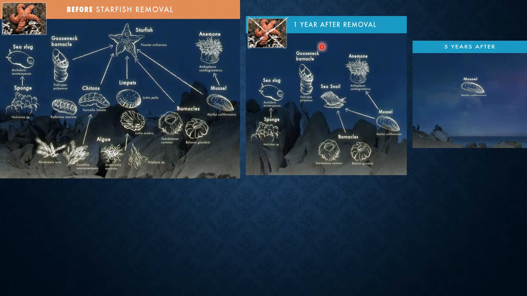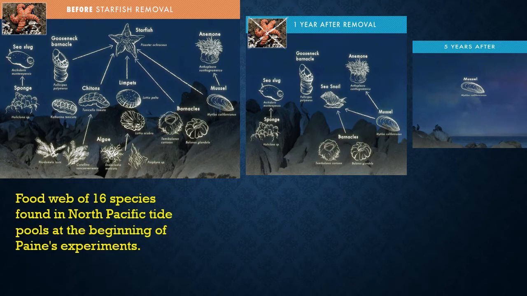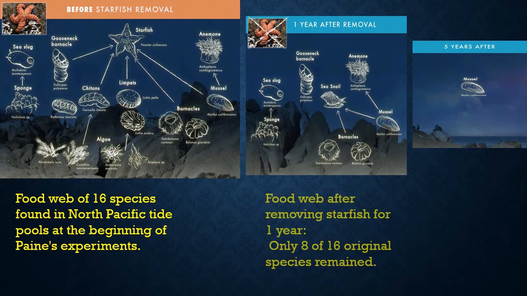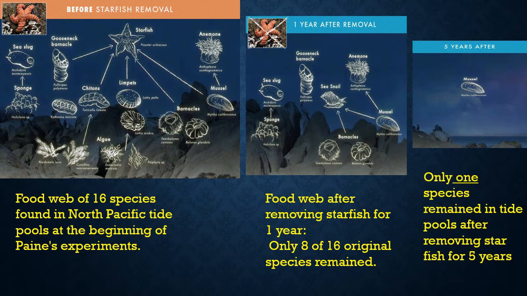But after 1 year of removal, you can see the number of species starts to decrease. Initially, he had 16 species in this ecosystem that he had associated with the tide pools he was working on. 16 different species. After 1 year, they were down to only 8 species of the original 16 remaining. So 8 others had disappeared. Within 5 years, only 1 species remained, the mussel, which you can see over here. So yeah, the entire ecosystem basically disappeared, all because Paine had removed the top level predator. That's a rather interesting result.